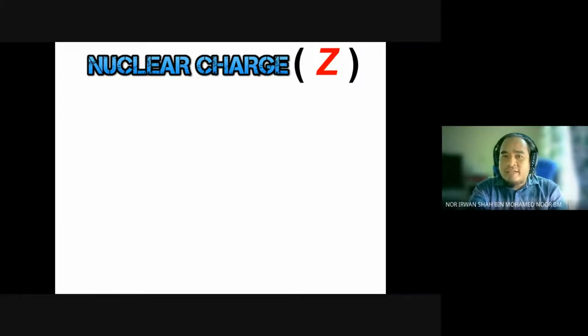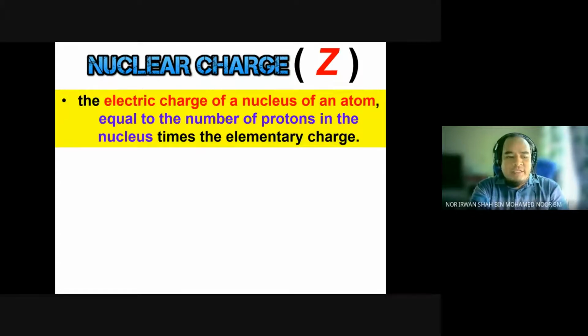Okay, so what is nuclear charge? Sebab apa? Kenapa saya highlightkan benda ni? Because you guys kena clear dulu. Sebelum you nak cerita tentang whatever trends, tak kisahlah atomic radii ke, ionic radii ke, you guys kena tahu dulu what is nuclear charge. Guys, nuclear charge is defined as the electric charge of a nucleus of an atom, and the value actually is equal to the number of protons in the nucleus times the elementary charge. Okay, so that is what we call as nuclear charge.